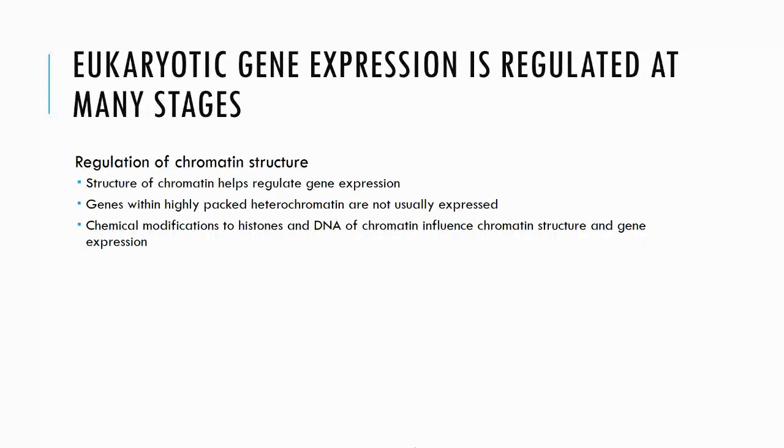One way gene expression is regulated is through the regulation of chromatin structure. And genes within highly packed heterochromatin are not usually going to be expressed. Okay, so it's going to be wound so tight that those genes are simply not accessible to RNA polymerase. And chemical modifications to histones and DNA of chromatin influence chromatin structure and therefore gene expression.